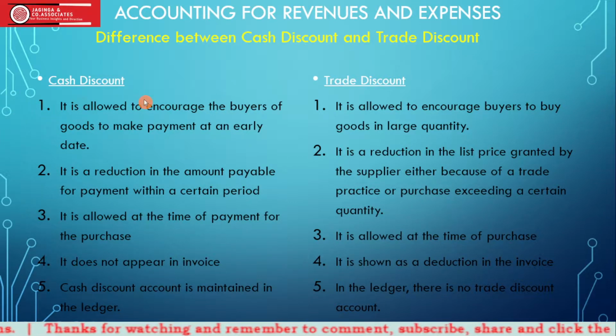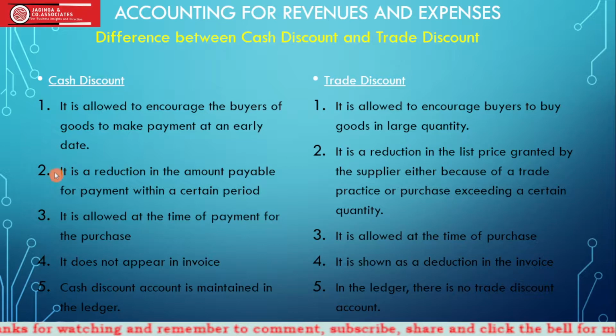We are saying here cash discount is allowed to encourage the buyers of the goods to make payment at an early date. So when you want the buyers to pay for goods at an early date, we give them cash discount. On the other hand, trade discount is allowed to encourage buyers to buy goods in large quantity. So we'll tell the buyer that when you buy this certain number of goods, we'll give you this discount. When you increase to this level again, we'll increase the discount to this much. So it's allowed to encourage buyers to buy goods in large quantity.